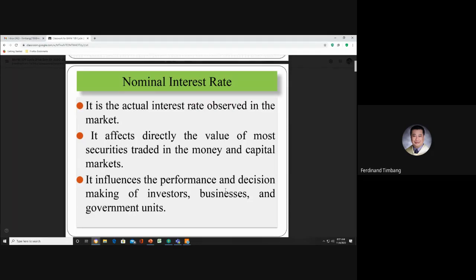If the value of the bonds goes down, that is a good opportunity for you to buy the bonds. Kasi once you bought the bonds, mababa yung price, so your return will be higher. But if the interest rate goes down, the value of the bond will go up. Tapos sa stocks naman, pagka bumaba yung interest rate, people investing in fixed income securities are earning low, so they will transfer to the stock market. Kaya yun ang mga tinitingnan din natin, ha? And then nominal interest rate influences the performance and decision-making of investors, businesses, and government units.